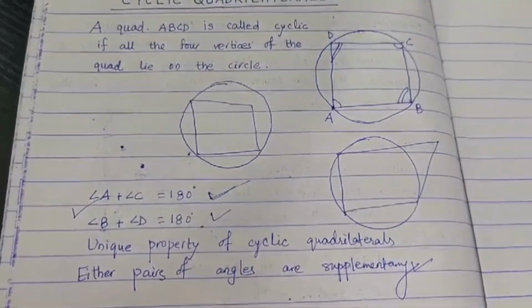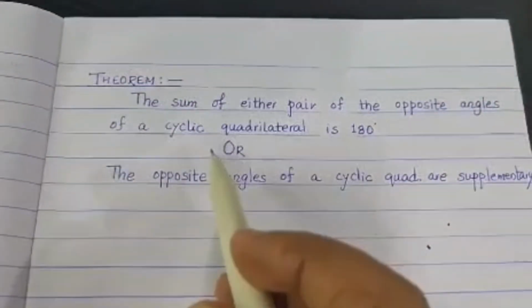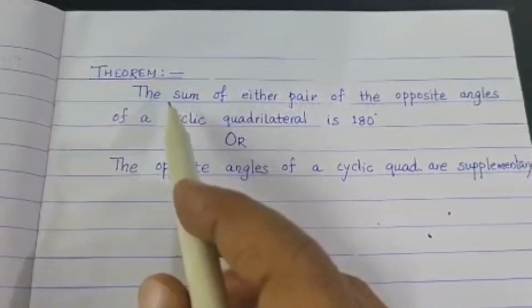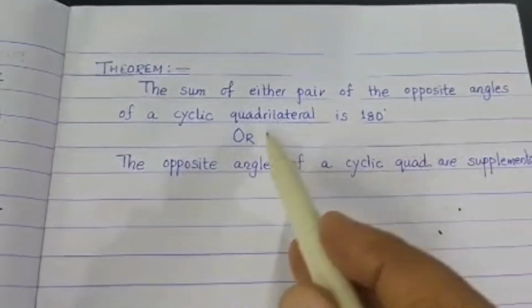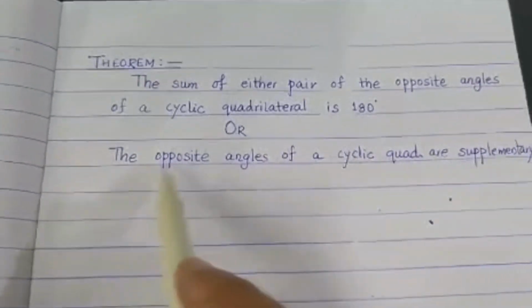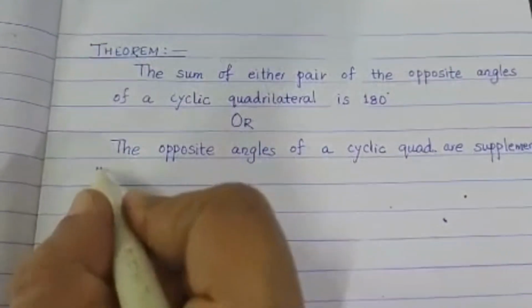So friends, let's understand this theorem and let's see its proof. The theorem is like this: the sum of either pair of the opposite angles of a cyclic quadrilateral is 180 degrees, or in other words, the opposite angles of a cyclic quadrilateral are supplementary. Okay, so let's see its proof.